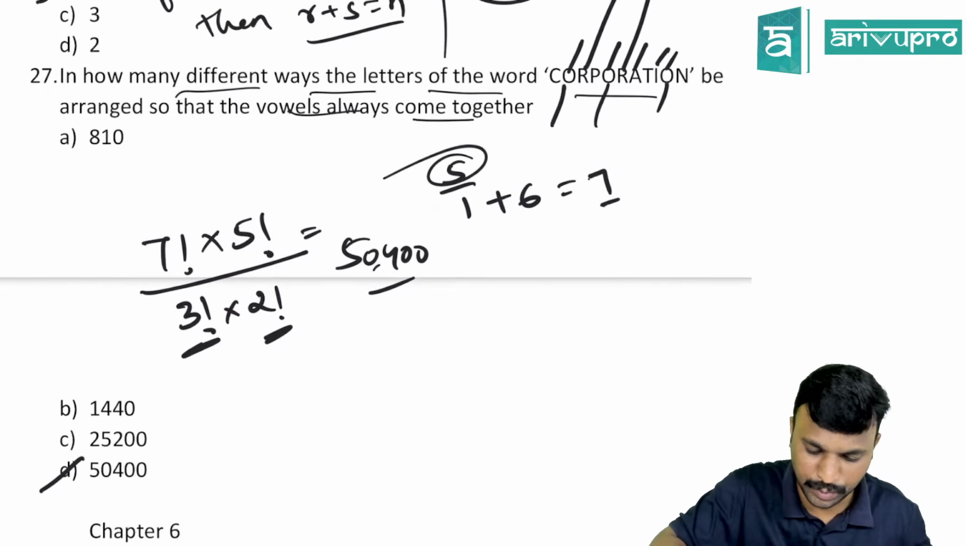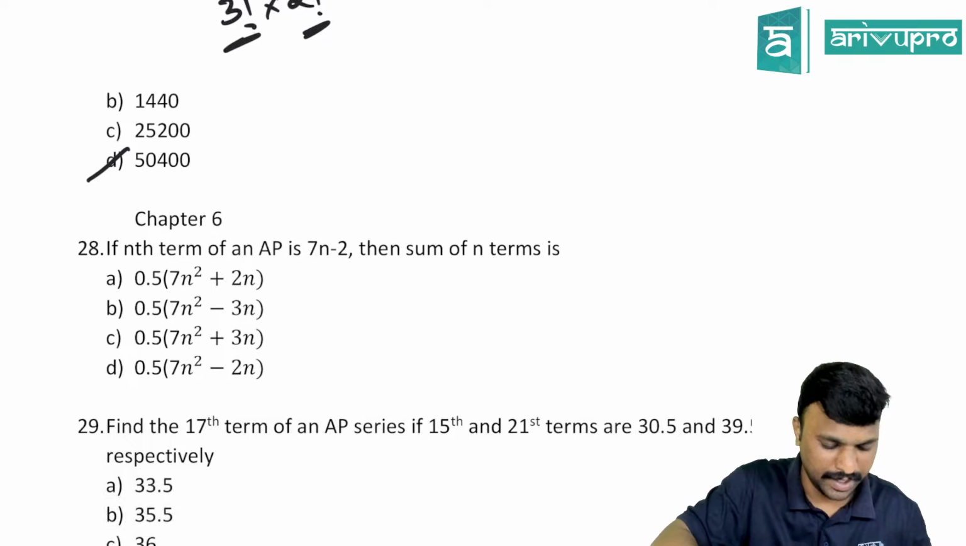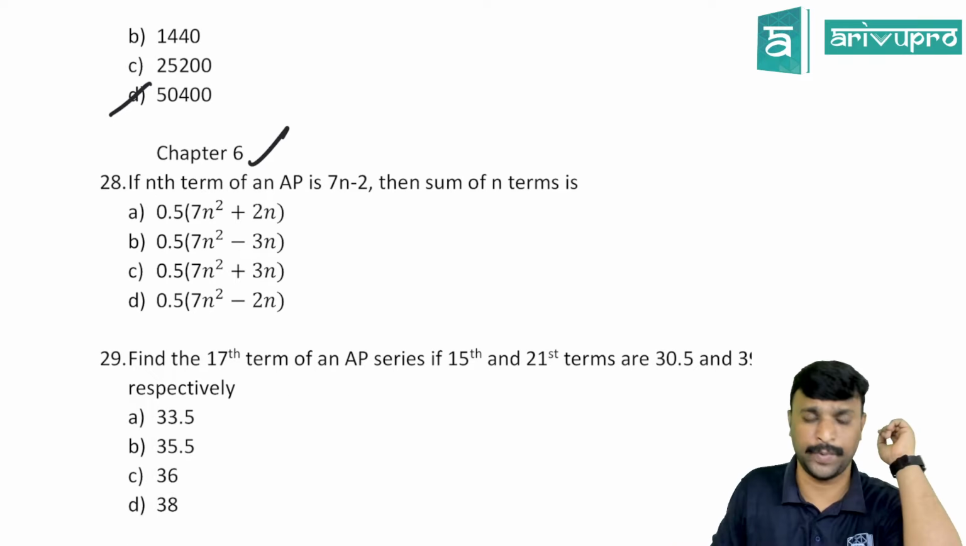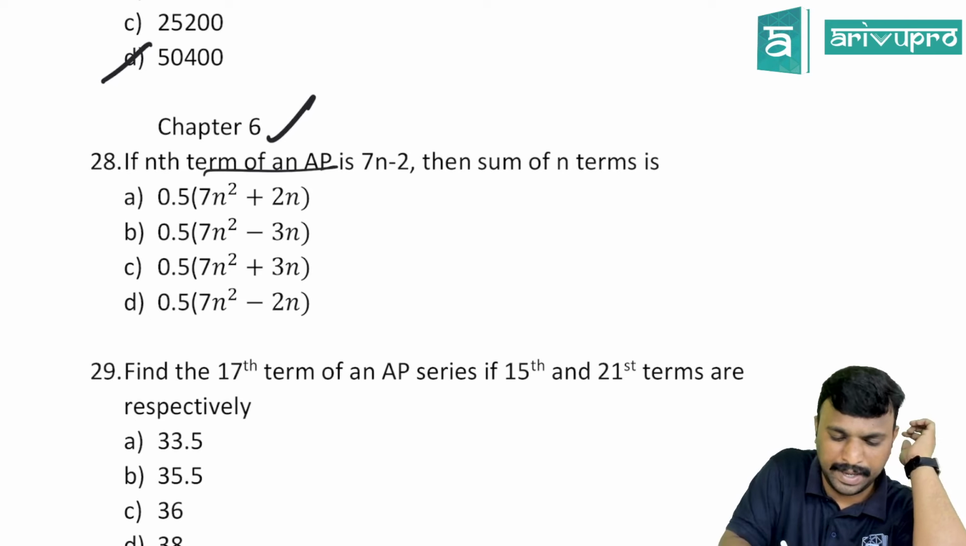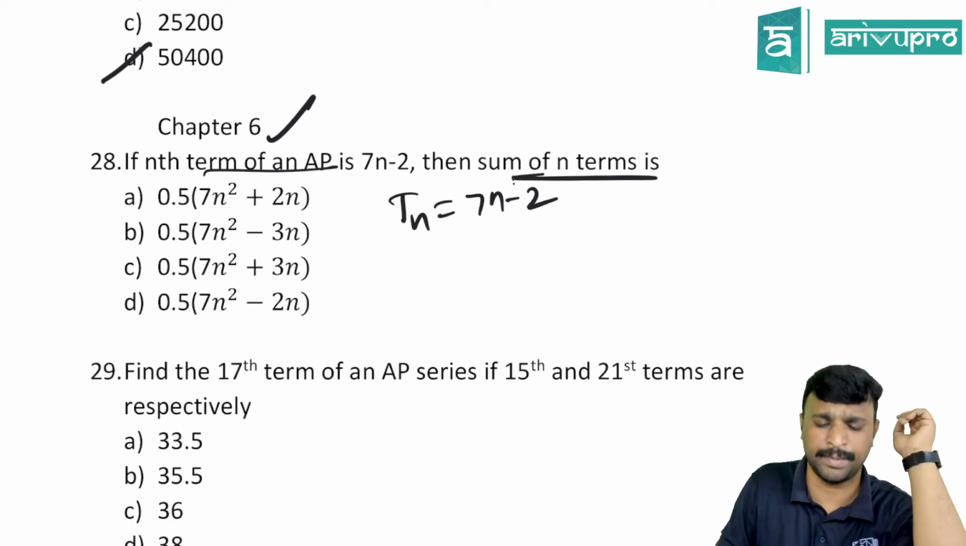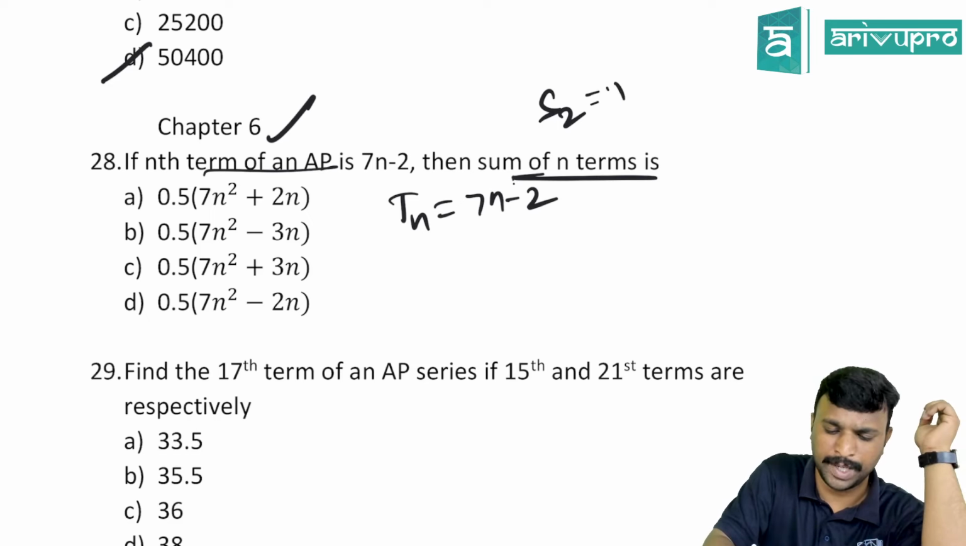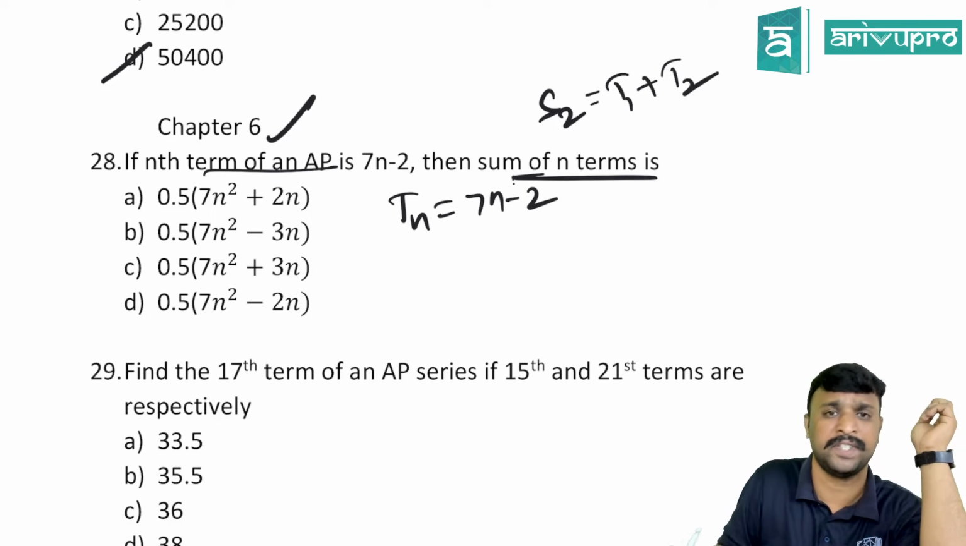So let's move on to the next question, that is on chapter 6, sequence and series. Guys, the nth term of an AP is given as 7n minus 2, so Tn is equal to 7n minus 2. They asked us to find what? Sum of n terms? Don't find the sum of n terms. Find the sum of 2 terms. Guys, if you want to find the sum of 2 terms, you need to add T1 and T2, that means the first term and the second term.